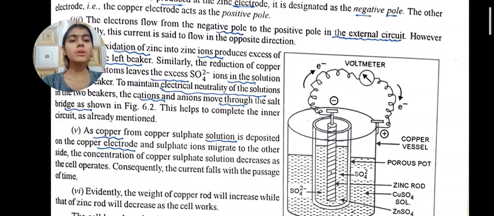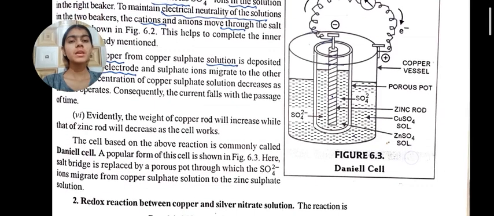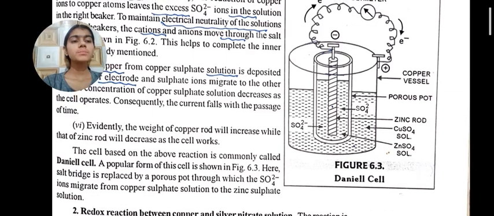Consequently, the current falls with the passage of time. Evidently, the weight of the copper rod will increase while that of the zinc rod will decrease as the cell works. The cell based on the above reaction is commonly called the Daniell cell. A popular form of this cell is shown in figure 6.3. Have a look at figure 6.3, that is the Daniell cell.